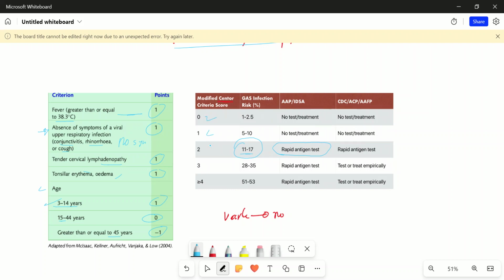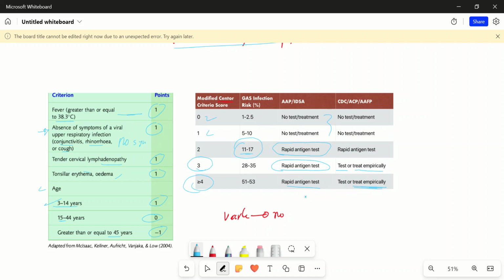If the calculation was 0 or 1, you will give only supportive treatment, no test, no treatment. If it is 3, you have 2 options: to do a test, which is the rapid antigen test, or to treat empirically. What about if the patient's points are more than or equal to 4, you will start directly with antibiotic, empirical antibiotic. Also, there is some recommendation: if you have the test, you can do it. But in the exam, they will not bring both of these options together.